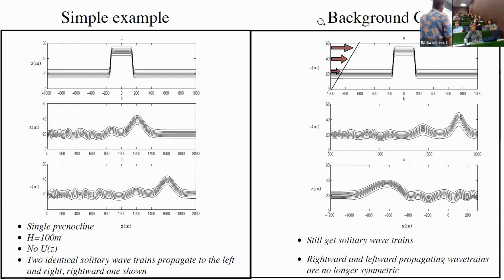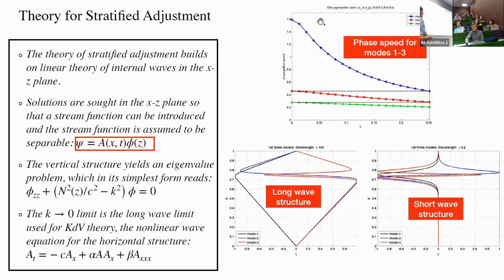So if I include a linear background current, like we saw for surface waves earlier in the week, you break symmetry, and now the rightward propagating waves, the ones that are going with the shear, end up being taller and thinner, and then the ones going the opposite direction end up being broader, bell-like or something like that. Okay, and I'm going to give you a little more of the story of shear as we go along.